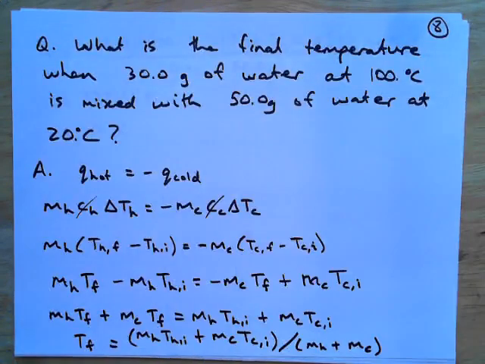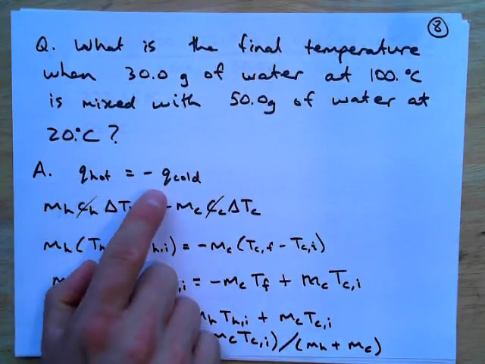So another example, what is the final temperature when 30 grams of water at 100 degrees Celsius is mixed with 50 grams of water at 20 degrees Celsius? So this might seem like a difficult problem, but basically we're comparing Q hot to Q cold.